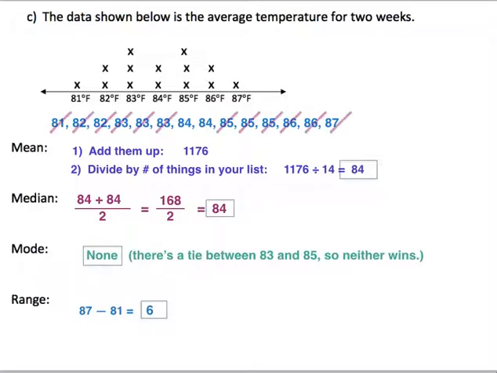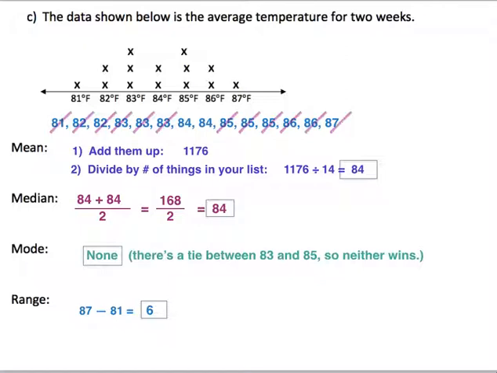Go ahead and check all your answers. For the mean, you'd add them all up in your calculator, which will take a little bit of time, and you should get 1,176. Then you take that total and you divide by the number of numbers in your list. There are 14 numbers, so that's what you divide by. You get that the mean is 84.